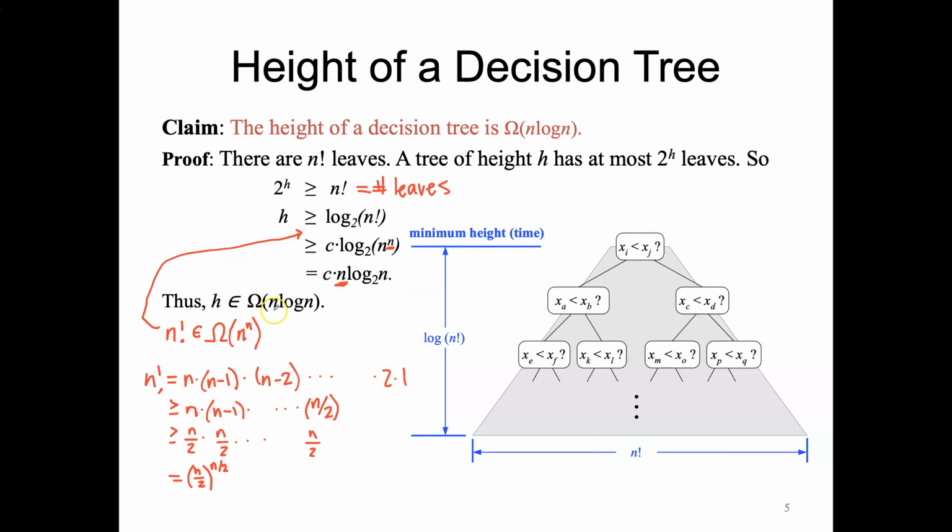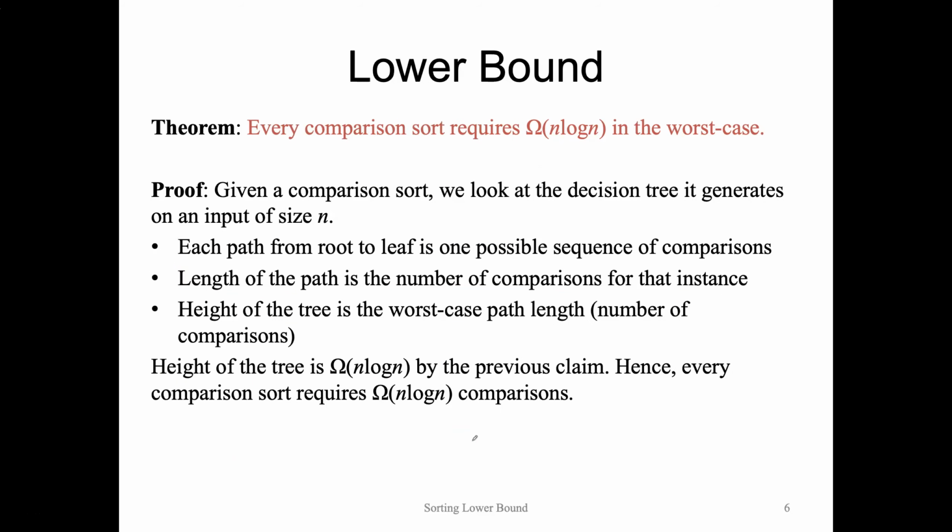This gives us a lower bound for our height. Our height is at least some constant times n log n. So h, the height of this decision tree, is big omega n log n. So what does this mean with respect to a comparison-based sorting bound? Since the height of our decision tree is at least n log n, every comparison-based sort would require at least n log n steps, n log n comparisons, in the worst case.